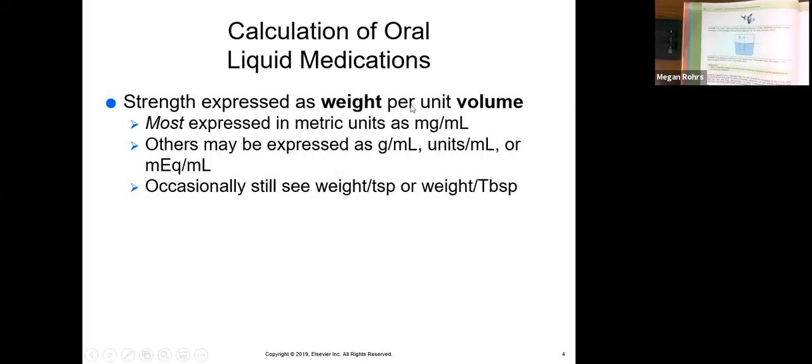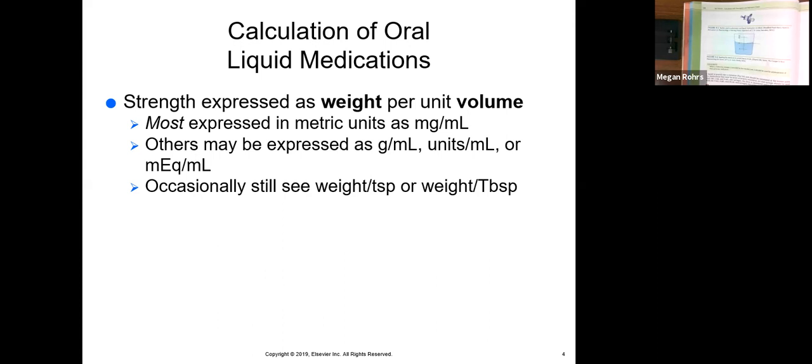Okay, so just as I mentioned last week, whenever we're looking at liquids, their strength is always expressed as weight per volume. So we would never just express a liquid strength in just weight. So you wouldn't say, take 200 milligrams of a liquid because that doesn't give us a volume to measure out. So if your SIG that's coming from the physician is only giving you the weight strength or the dose, you need to be able to convert that into a dose volume.